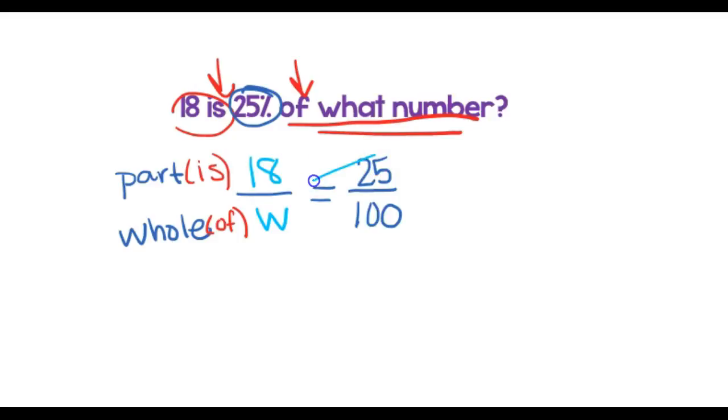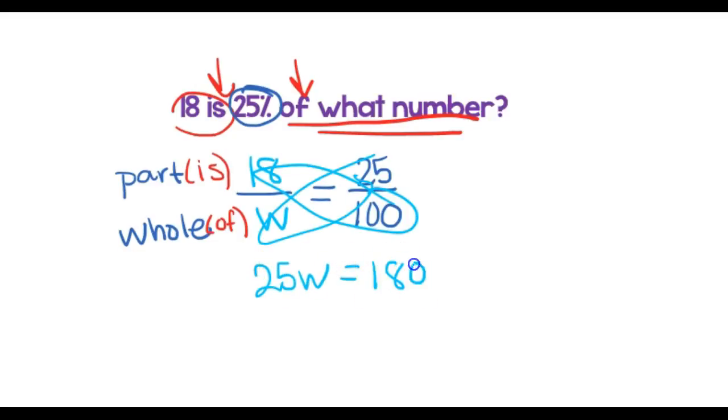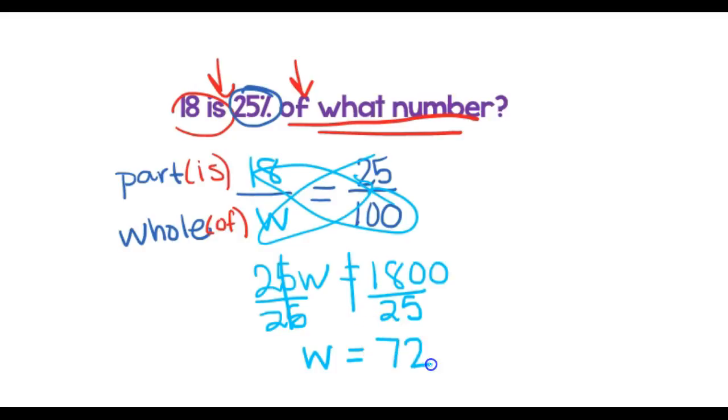Now that we have our proportion set up, again we can cross multiply. This is going to give us 25W is equal to 1800. We're going to solve for W here. We are going to divide by 25 on both sides of our equation. The 25s on our left side are going to cancel out, and we're going to be left with W is equal to 1800 divided by 25, which will give us 72. So looking back up at our problem, 18 is 25% of 72.